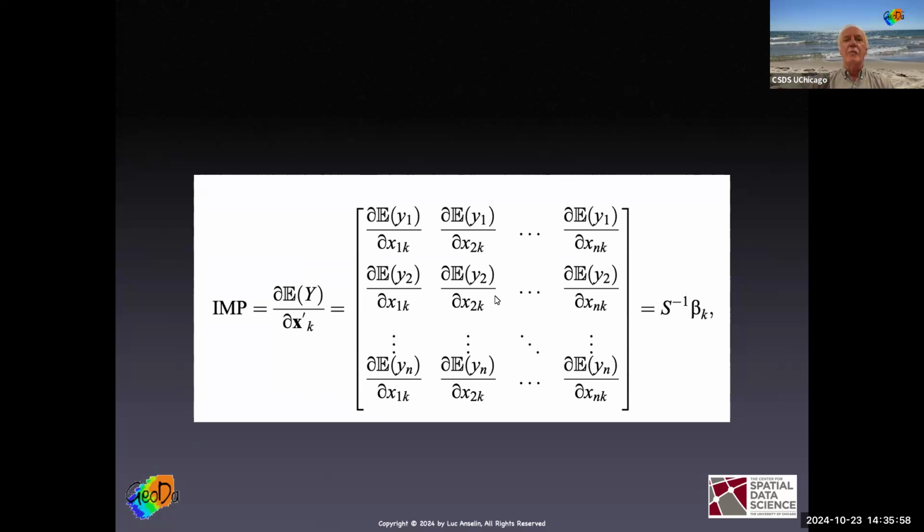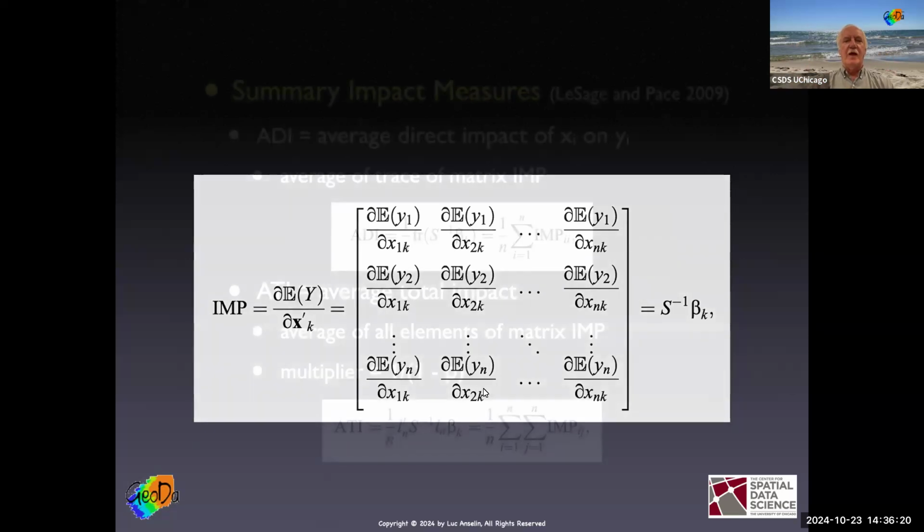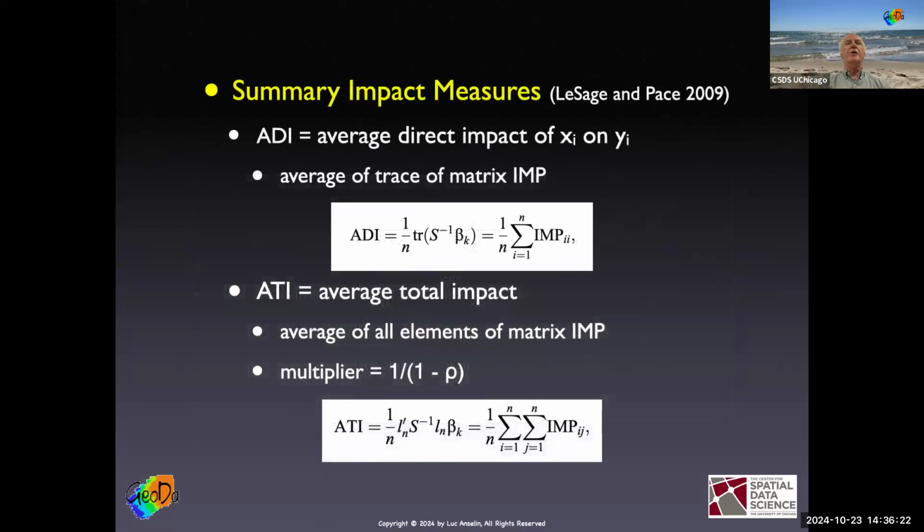If we go down the column, that's the effect on the neighbors. So this is 2 on 2, but this is 2 on 1. And this is 2 on 3, 2 on n. So row is effect of the neighbors on me. Column is the effect of me on the neighbors. And then you can compute these things. Once you have that matrix, you're in business.